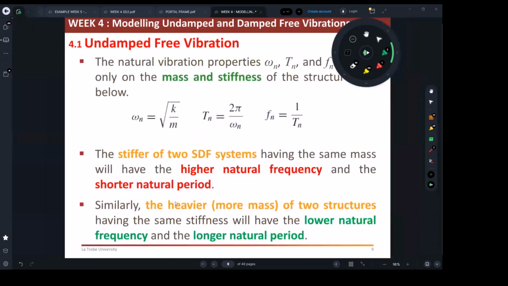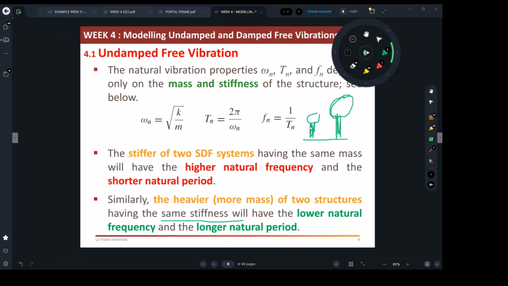And as a reverse situation for what we said above, if we have the same stiffness for two systems, and one system is heavier than the other, so the masses are different, one small and one big, try to imagine what's going to happen. They have the same columns, the same stiffness. The heavier one, with more mass, of 2 structures having the same stiffness will have lower natural frequency, same concept, and a longer time period. The one which is heavy will take more time to sway.